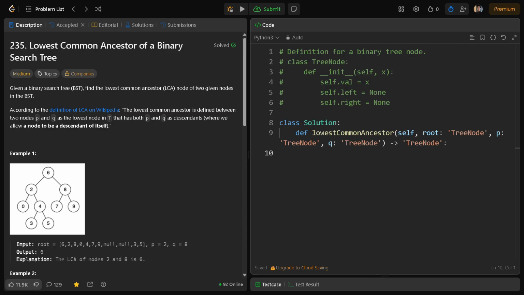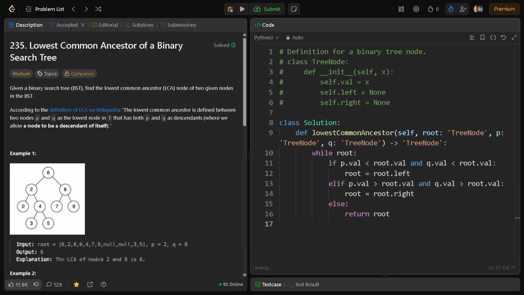Let's go step by step through the code. We start with a function named lowest common ancestor, which takes in the root of the binary search tree, and two nodes p and q. Then we write while root. This means while root is not None, keep looping. We will move down the tree one step at a time until we find the answer.